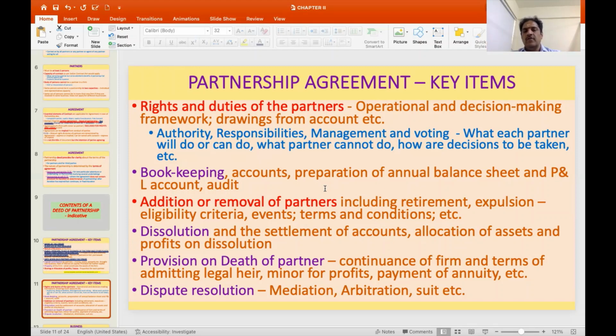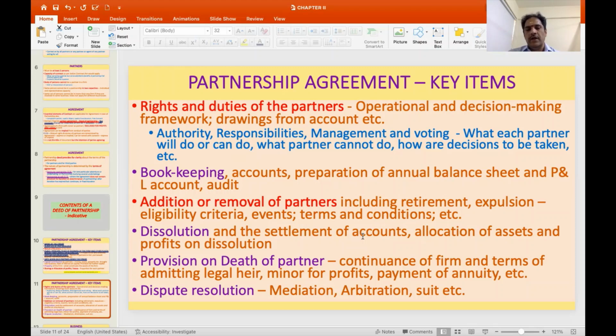Then the terms and conditions of removal, addition, etc. can be specified. Then dissolution and settlement of accounts and allocation of assets and profits on dissolution, you can bring it out in the partnership deed for clarity, because whenever someone wants to go, you can exercise the decision in accordance with this, pay him up and then resolve the matter without having to go either for arbitration or for a suit. Then provision on death of a partner, as I already indicated, whether the minor will be admitted for profits, whether the wife will be paid an annuity, whether an annuity will be paid to the minor, etc. So those items can be decided.